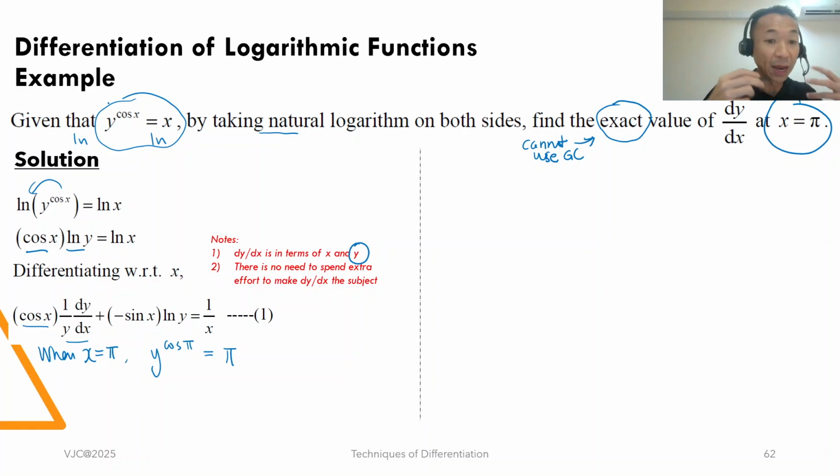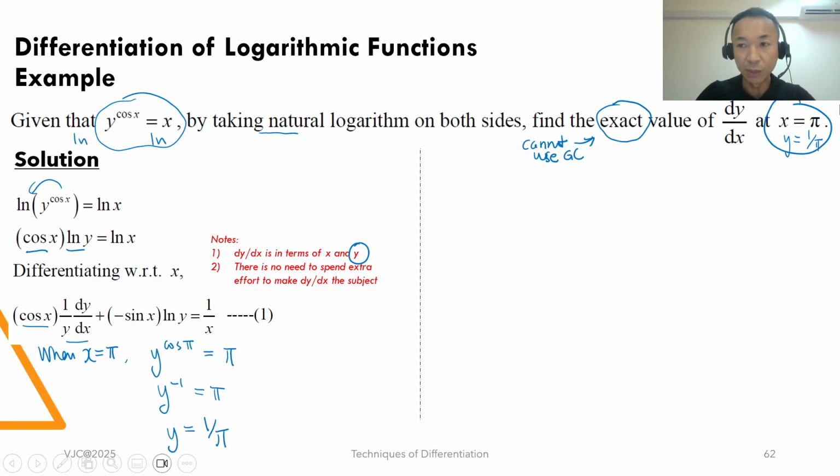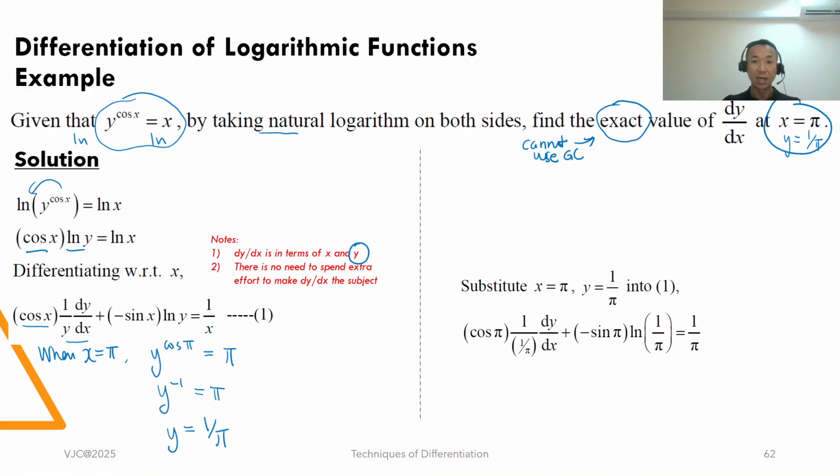My objective is to find what y is. So cosine pi happens to be minus 1, and therefore y must be 1 over pi. So we know that when x is pi, y is actually 1 over pi. So I'm going to substitute this pair of values into equation 1.